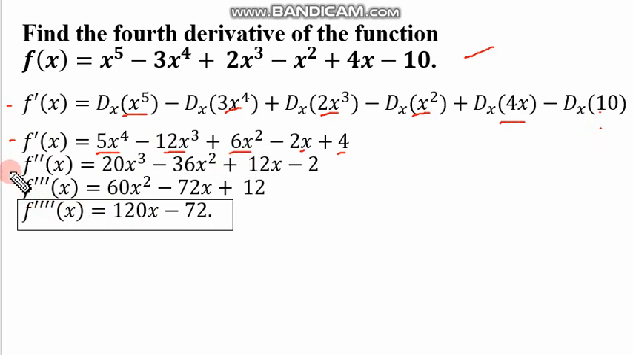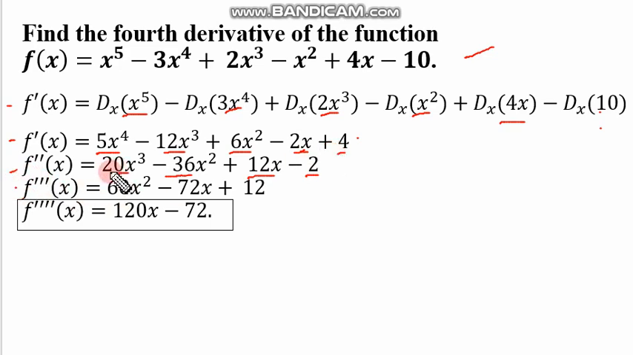Okay, so for the second order, we will get the derivative of the first order. So the derivative of 5x raised to the fourth is 20x cubed. The derivative of negative 12x cubed is negative 36x squared. The derivative of 6x squared is 12x, derivative of negative 2x is negative 2, derivative of 4 is 0. Okay, this is the second order.